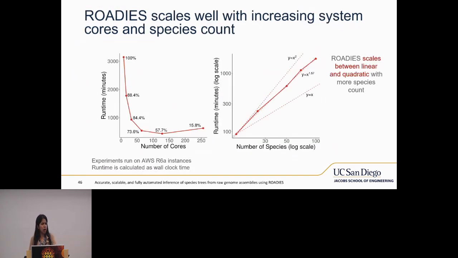We also wanted to see how ROADIES scales if you have more species and more cores. On the right-hand side of the figure, you can see ROADIES scales pretty well, super linearly, but not quadratically, with more species. And on the left-hand side of the figure, this shows how ROADIES scales well with multiple cores. This has been done only with a single node multi-core environment. We are planning to scale ROADIES further on a multi-node environment.